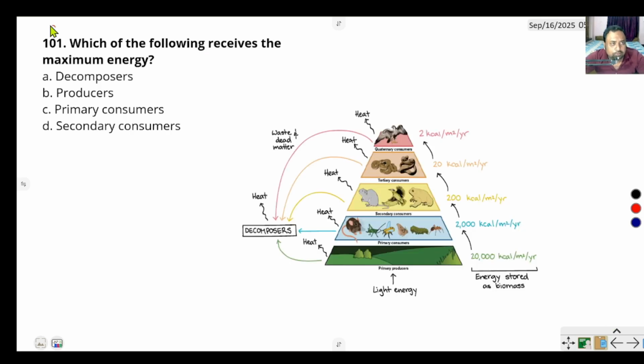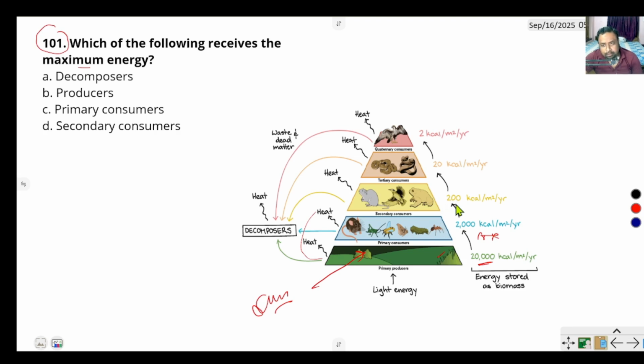And the last question of this series is 101. Which of the following receives the maximum energy? You can see in this pyramid, maximum energy is taken by plants from the sun, and only 10% of total energy is transferred to the next trophic level. It's like 20,000 kilocalorie per meter square per year absorbed in plants. Then only 10%, that is 2,000 kilocalorie, is transferred to the herbivore.